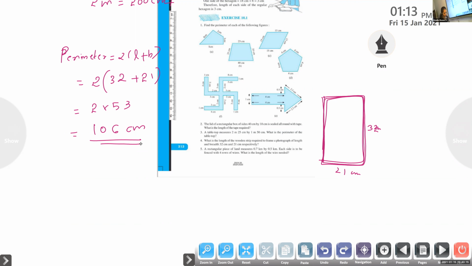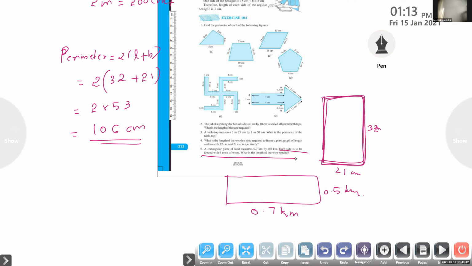Okay, shall we do the fifth one? Yes, ma'am. So a rectangular piece of land measures 0.7 kilometer and 0.5 kilometer. And each side is to be fenced with 4 rows of wires. That is the main thing. What will you do then? Ma'am, we have to multiply by 4. Multiply perimeter with the 4. Correct. So what is the length of the wire needed?